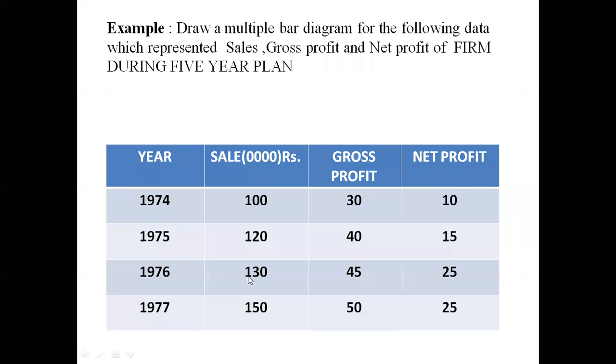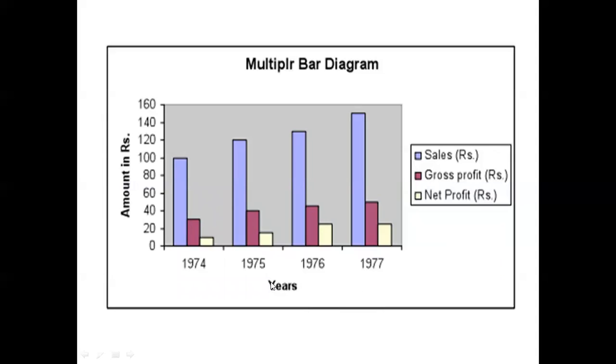In 1975, sales is 120, 40, 15. So this bar is 120, then 50 and 20. This is the set of bars for the second year: sales, gross profit and net profit again.